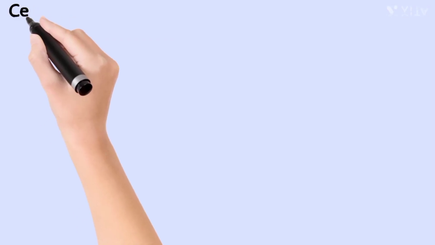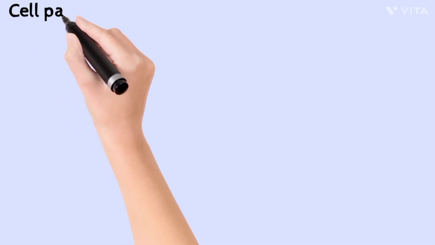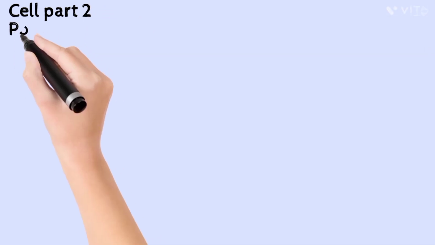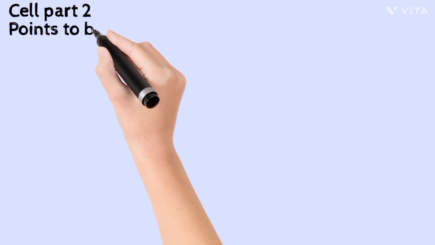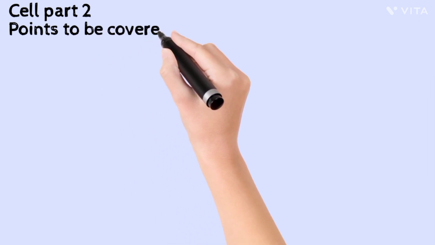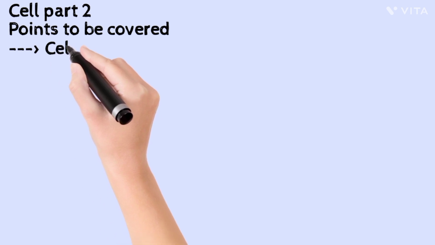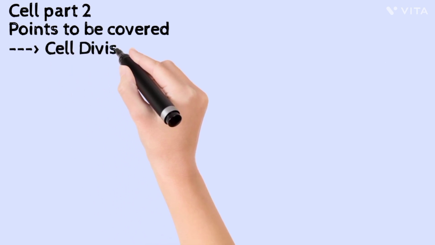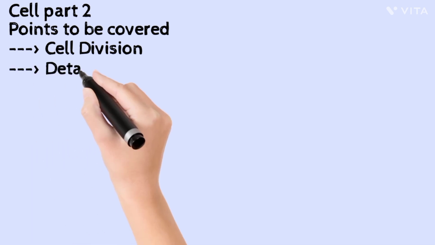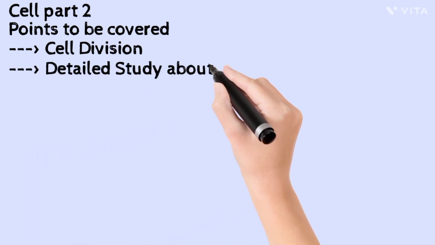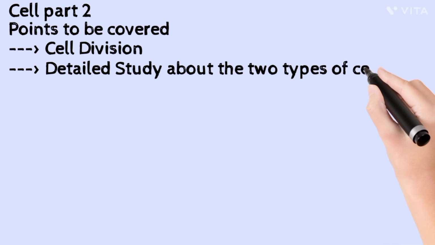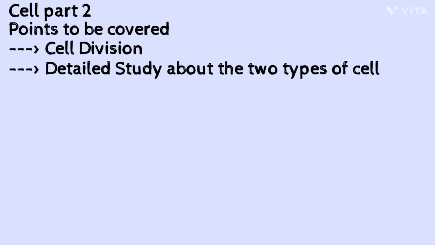Now we will learn about cells in detail. In the previous video, we covered the definition of cell and the history of cell. Today, we will be covering the following points: cell division, and a detailed study about the two types of cells, which are animal cell and plant cell.